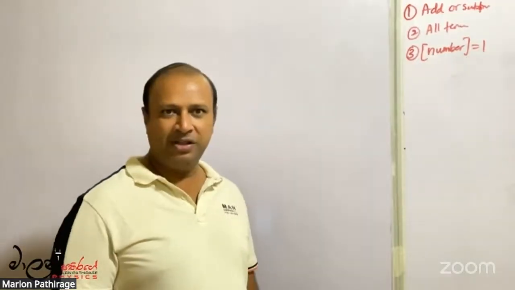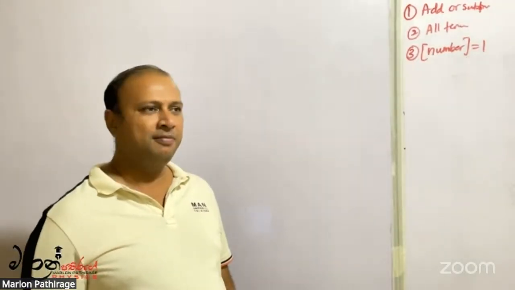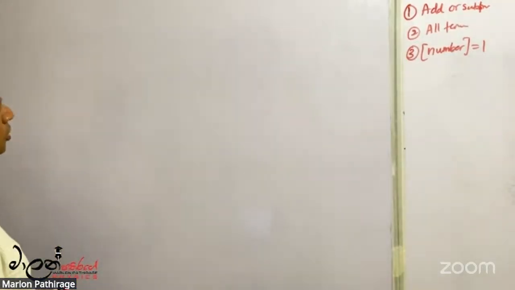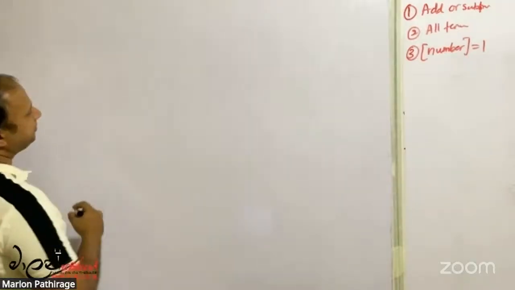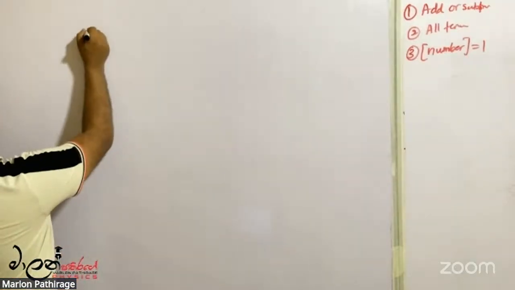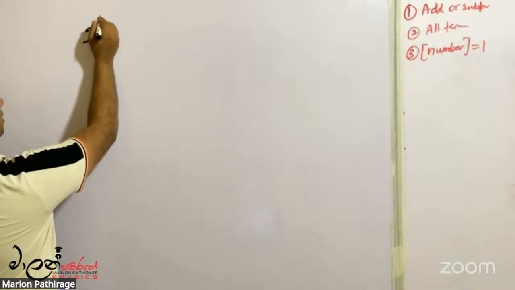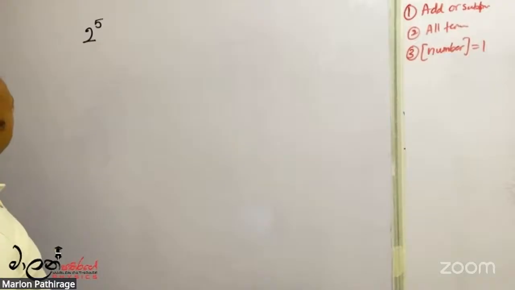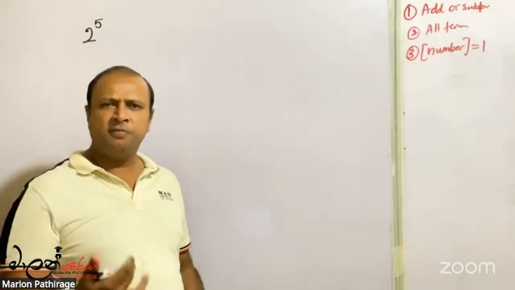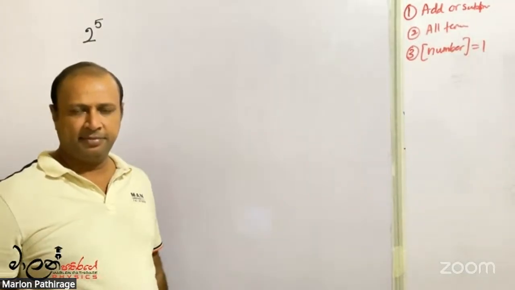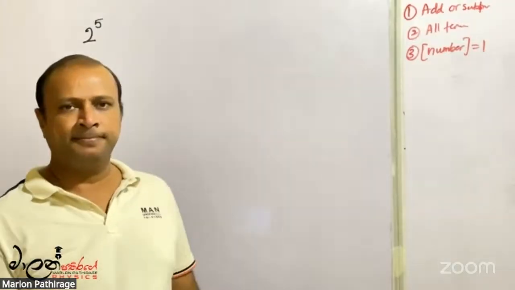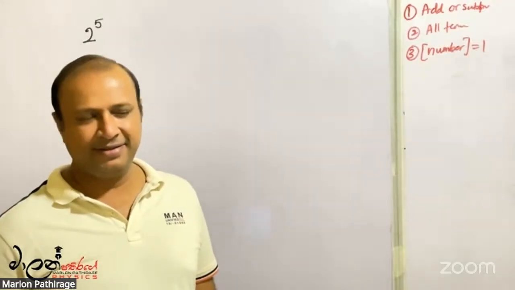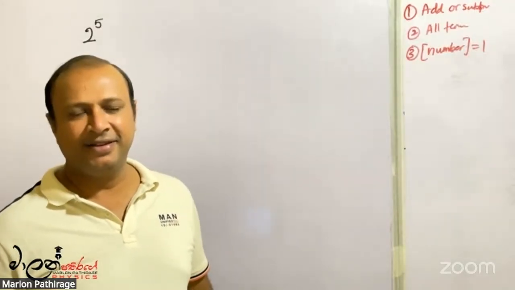The fourth rule is power. Everyone, please look at me. Power. You know this one. So what is the meaning of power? 2 to the power 7, this 2 to the power 5. What is the meaning of power? Power or index? Index. What is the meaning of index?